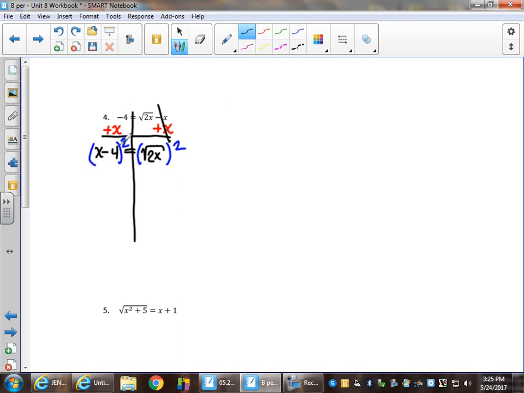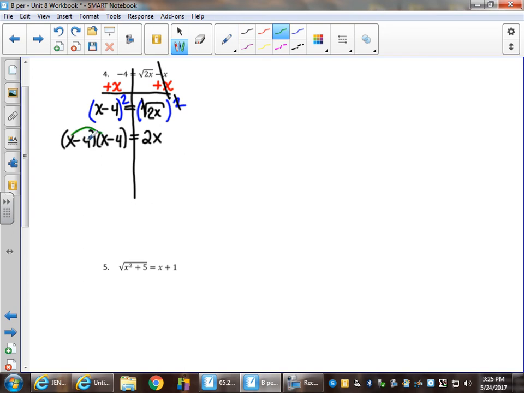As a reminder, you cannot distribute this 2 because it's subtraction. So x minus 4 all squared means 2 of these x minus 4s multiplied together. On the right side, this square cancels with the square root, leaving behind 2x, because the square root and squaring are inverses of each other. They're opposites.